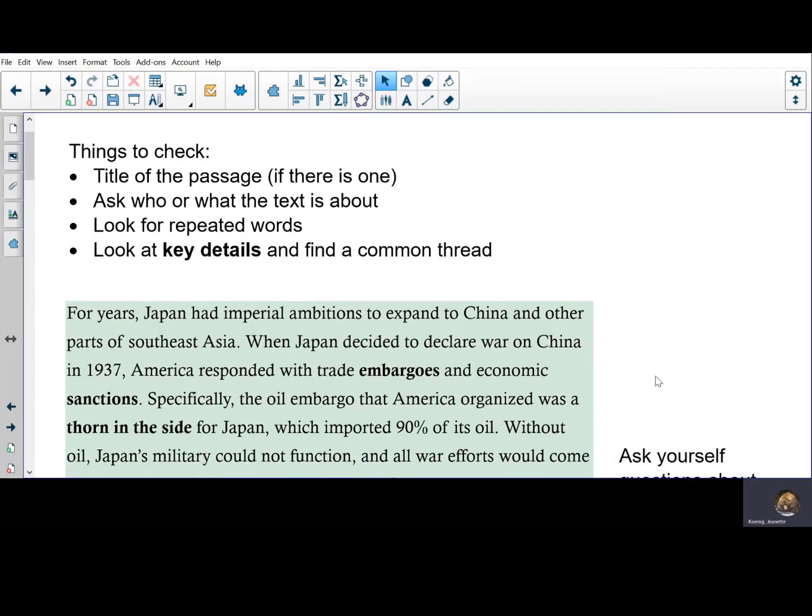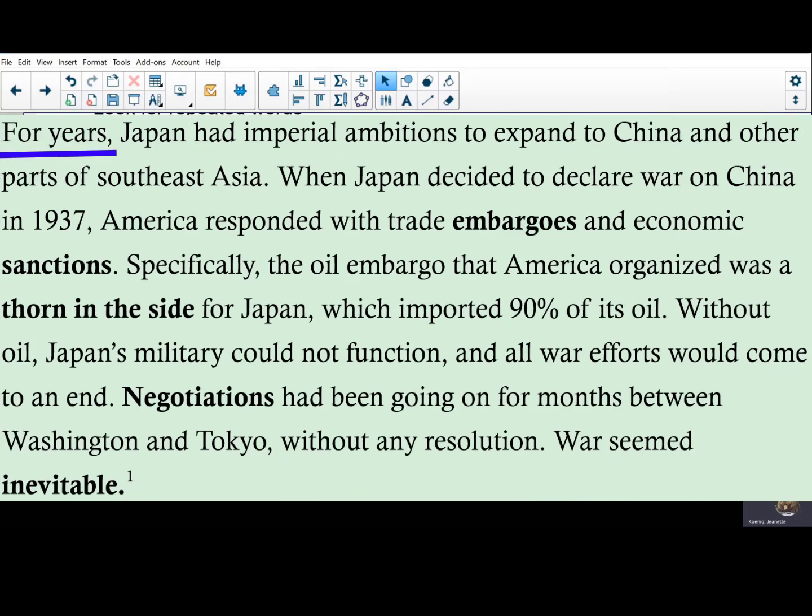So let's start working on this with the next paragraph. For years, Japan had imperial ambitions to expand to China and other parts of Southeast Asia. When Japan decided to declare war on China in 1937, America responded with trade embargoes and economic sanctions. Specifically, the oil embargo that America organized was a thorn in the side for Japan, which imported 90% of its oil. Without oil, Japan's military could not function, and all war efforts would come to an end.